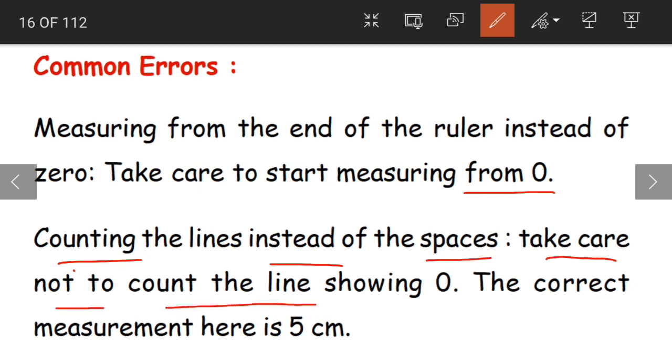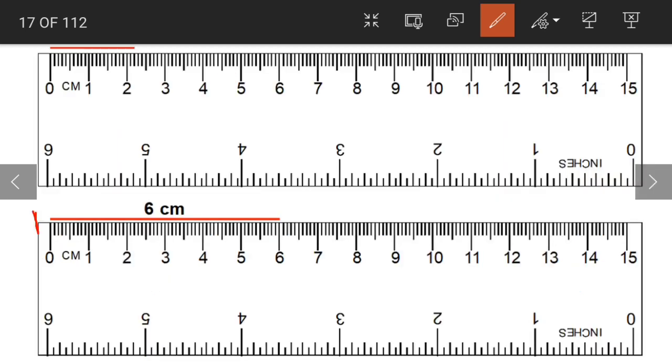Take care not to count the line showing 0. The correct measurement here is 5 centimeters. Now see children, you are measuring the length of this line segment. Sometimes we tend to count the lines. This is the length of the line segment. It is starting here and it is ending here. So sometimes we start counting the lines. It is 1, 2, 3, 4, 5, 6 and 7. We might say that the length of our line segment is 7 centimeters. By counting the lines, we got that the length is 7 centimeters.